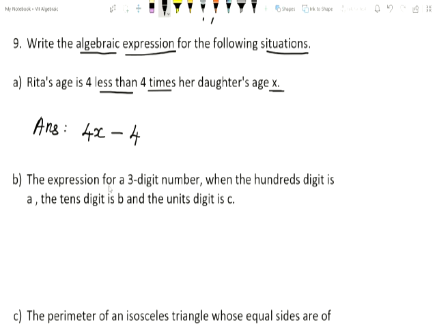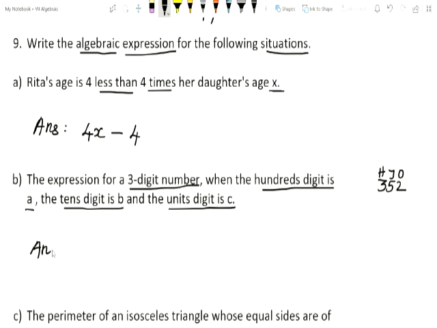And see the next question. The expression for a 3-digit number when the hundreds digit is A, tens digit is B and unit digit is C. For example, I am saying 352. This is a 3-digit number. How can you say this? In hundreds place 3, so 300. 5 tens, 2 ones. Like that we have to write the expression.